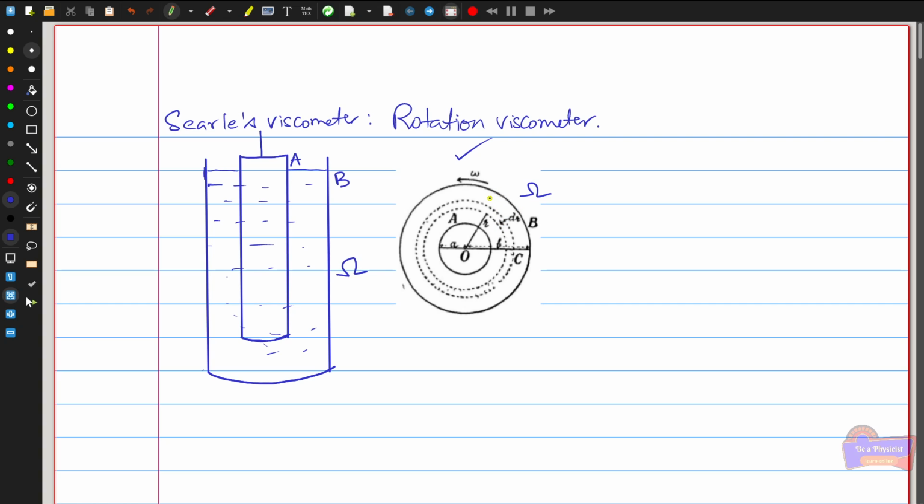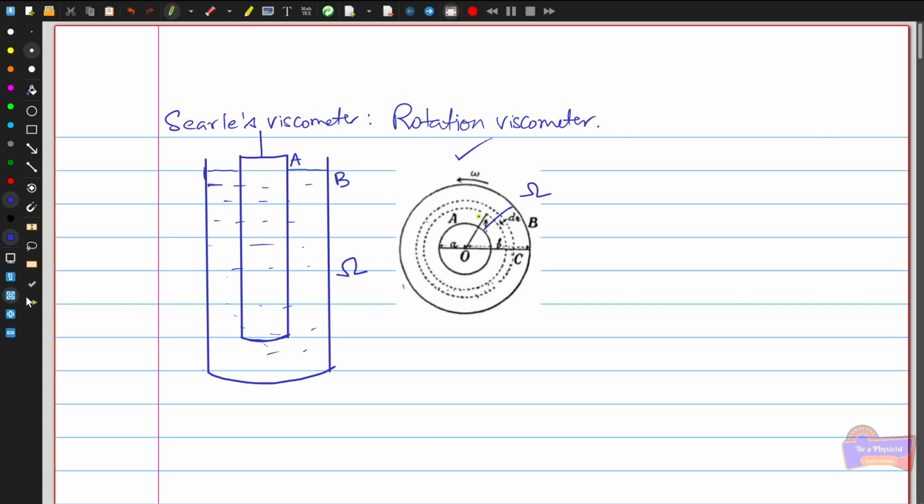Therefore, the layer of fluid in contact with the outer cylinder rotates with it with the same angular velocity capital omega, and the velocity of the other layers progressively decreases as we move inward toward the inner cylinder. So the angular velocity slowly decreases as you move from the outer cylinder to the inner cylinder. Therefore, there is a relative motion between the different layers of the fluid due to this variation in velocity.